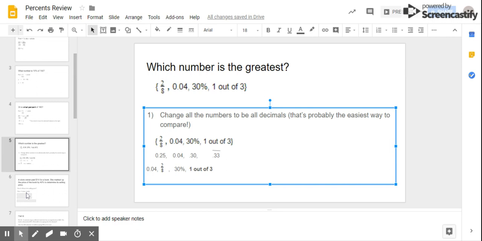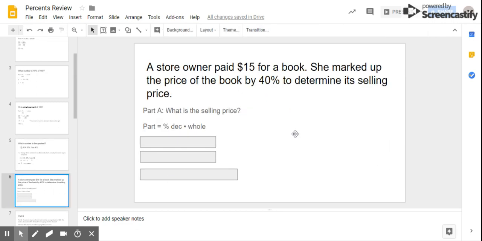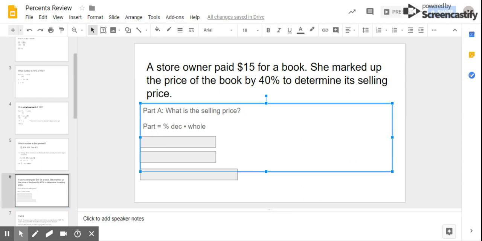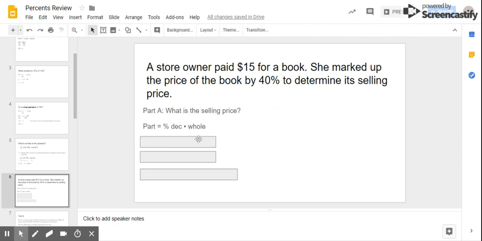Okay, the next question is, the store owner paid $15 for a book. She marked up the price of the book by 40% to determine its selling price. So part A says, what is the selling price? So you always start with your equation, part equals percent as a decimal times your whole.